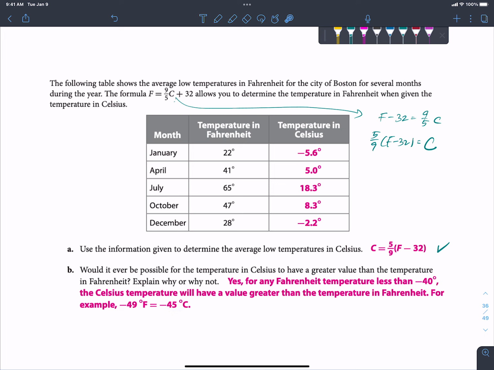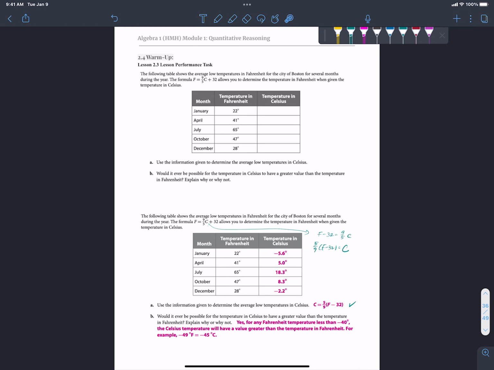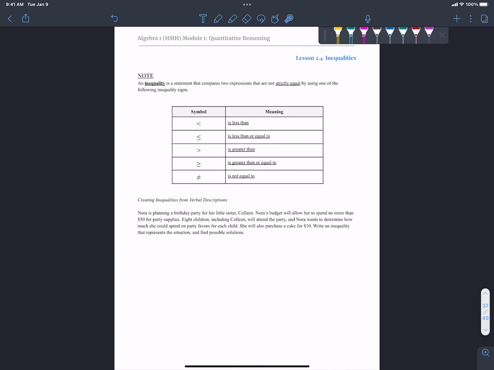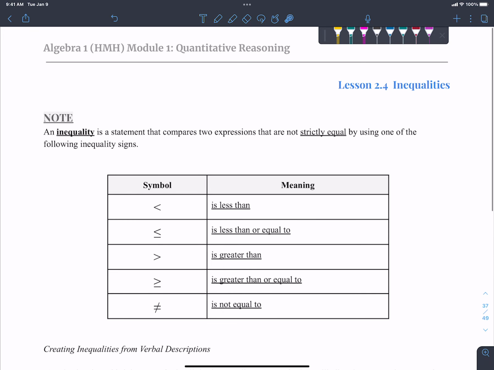So, all right, guys, let's move on to the lesson. I don't want to keep the lessons too long. Okay. So here it is, inequalities.